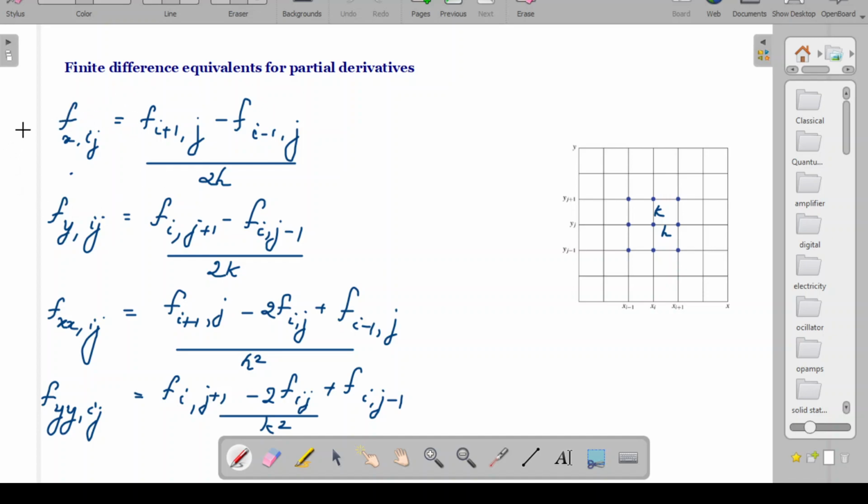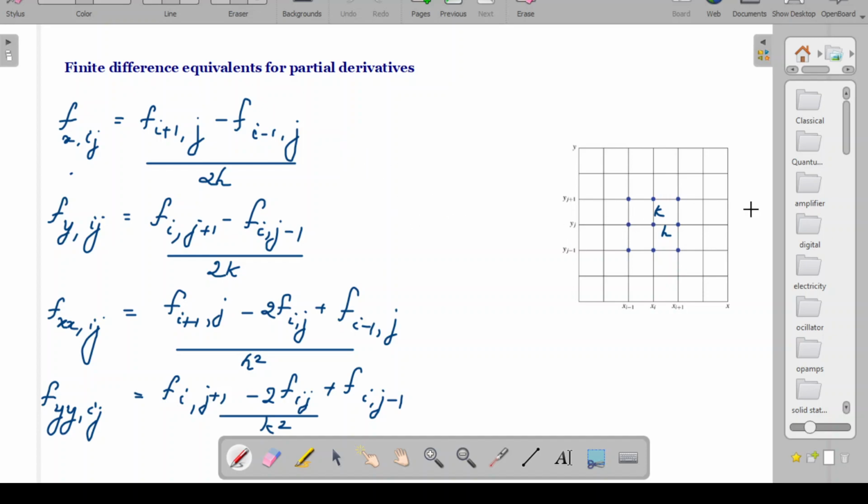Now what is written here is the first order derivative of f with respect to x at the point i, j. According to the finite difference equivalent, it can be written as f(i plus 1, j) minus f(i minus 1, j) divided by 2h. And what is h? h is the distance between these two grid points. So you can find the first order partial derivative of the function using the next point and the previous point, and we call this the central difference method.